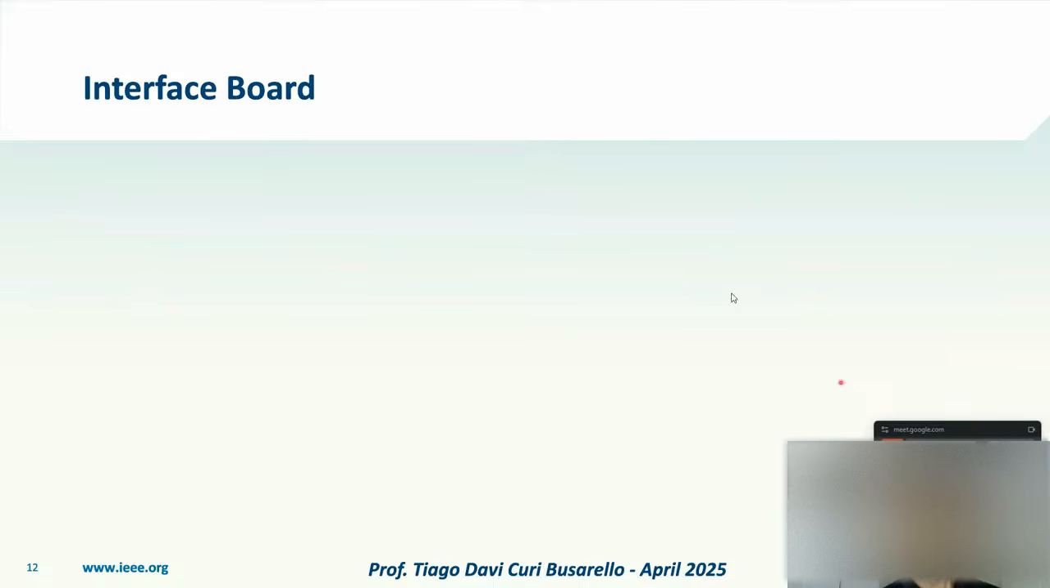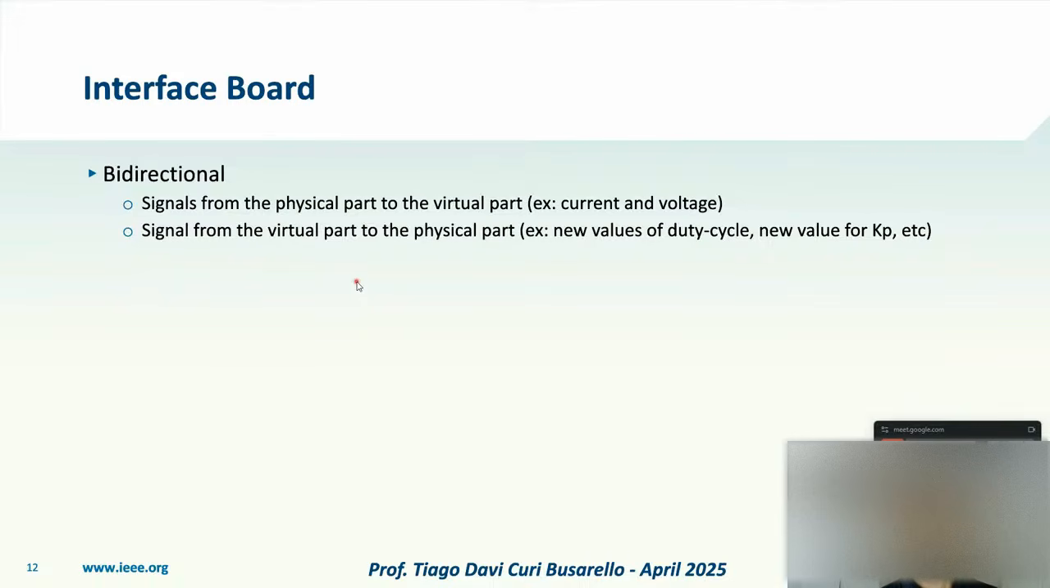Okay, let's discuss a little about the interface board. As I said, it needs to be bidirectional because signals from the physical part are traveling to the virtual part, like the current and voltage information of the sensors. But we also have signals from the virtual part to the physical part, such as new values for the duty cycle, new values for the KP, or even changing the control mode. That's the reason we need to have a bidirectional capability in this interface board.